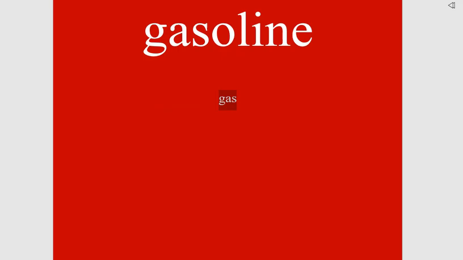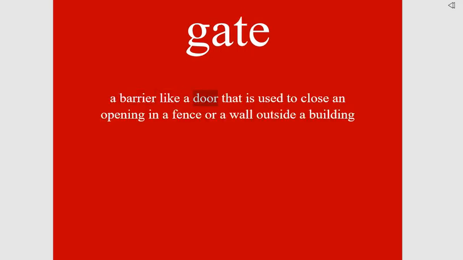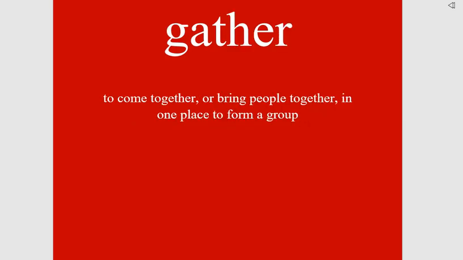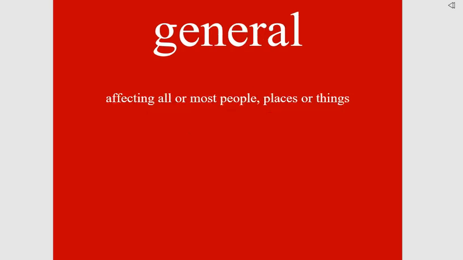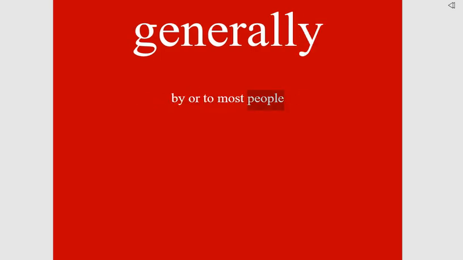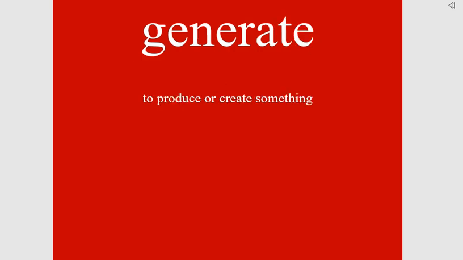Gasoline. Gas. Gate. A barrier like a door that is used to close an opening in a fence or a wall outside a building. Gather. To come together, or bring people together, in one place to form a group. Gear. Machinery in a vehicle that turns engine power, or power on a bicycle, into movement forwards or backwards. General. Affecting all or most people, places, or things. Generally. By or to most people. Generate. To produce or create something.